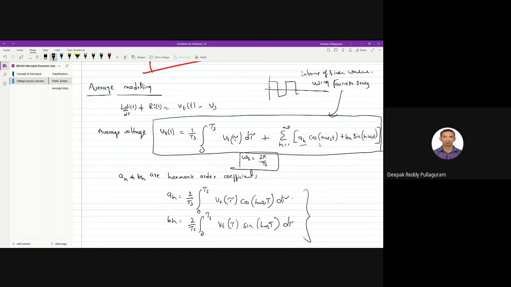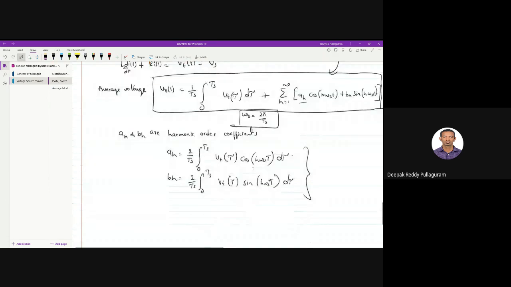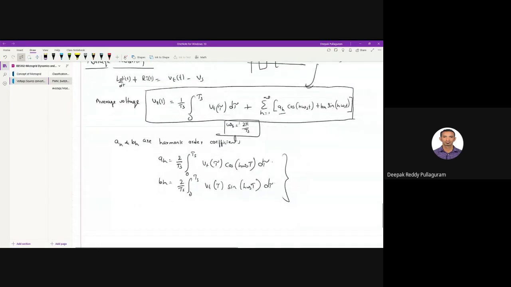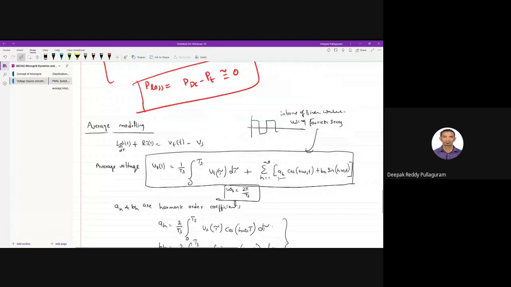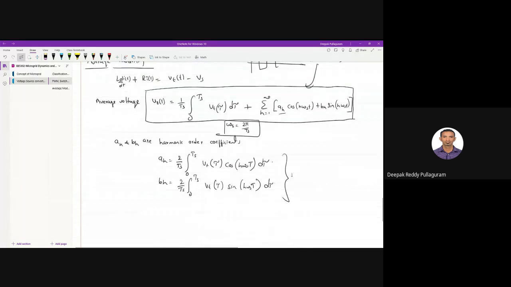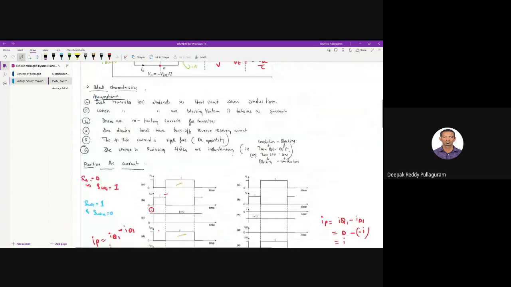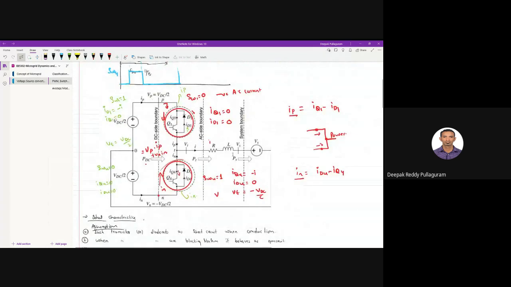So yeah, we'll end this here and we'll continue in the next class. Are there any doubts here? Conceptually, are there any doubts? Maybe if you have doubts formula-wise, we can discuss in the next class. But conceptually, do you have any doubts?